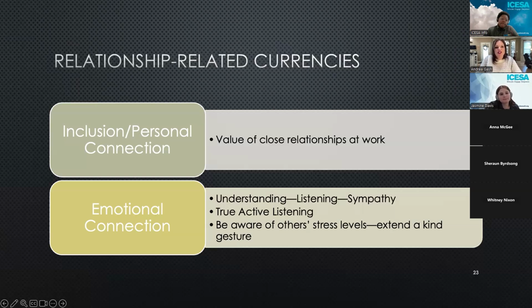So we are all so busy at work. And sometimes we forget to slow down and develop those relationships. Now, of course, that needs to be done to your comfort level, but nothing stops us from offering sympathy, encouragement, or support. Understanding, active listening, and being aware of these stresses that your colleagues are facing, both personally and professionally, will go a long way.